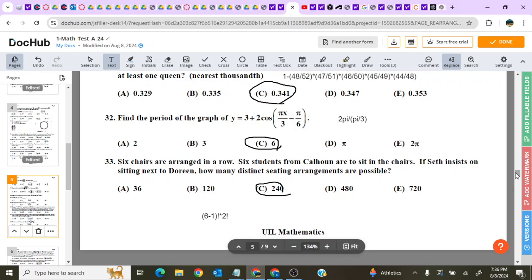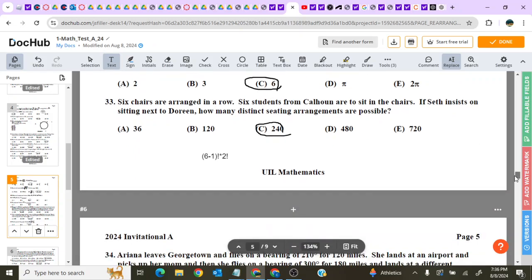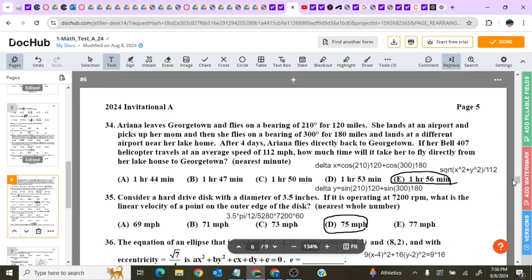That's the number of ways it could be in a row, because you could have 5 people at first, then 4 people, then 3 people, then 2 people, etc. Now, once we treat Seth and Doreen as the same person, Seth can either be before or after Doreen. So you have to multiply back by 2 factorial. So if you do that, you'll get a value of 240 seating arrangements possible.